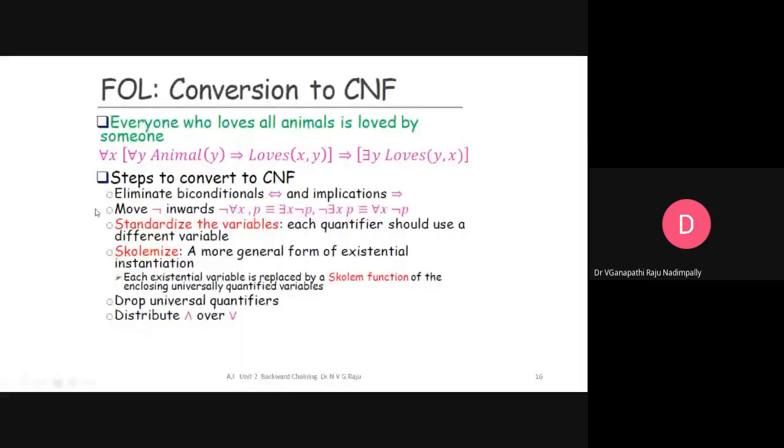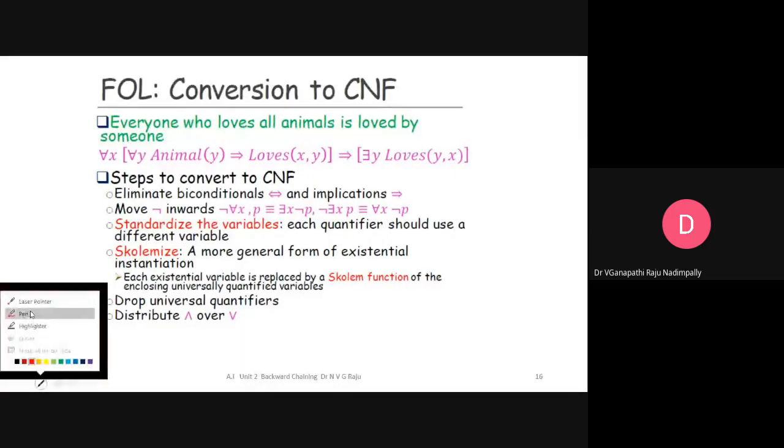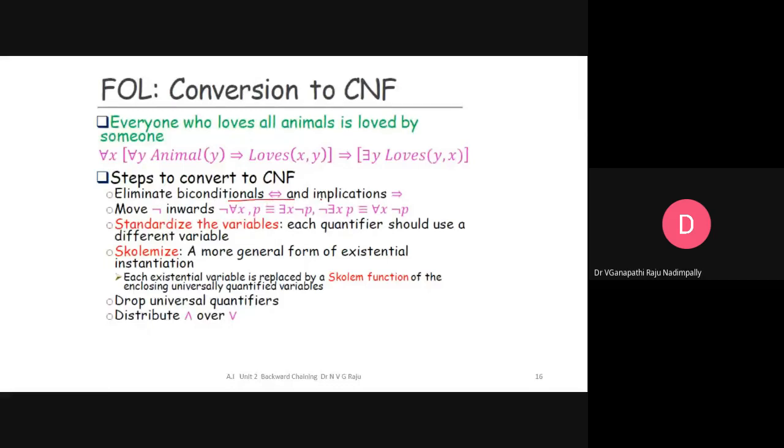The first step is, if you have any kind of bi-implications or implications, you should eliminate them. This is the first step. This we have already completed in propositional logic. Clear? Step 1 is okay for everyone?